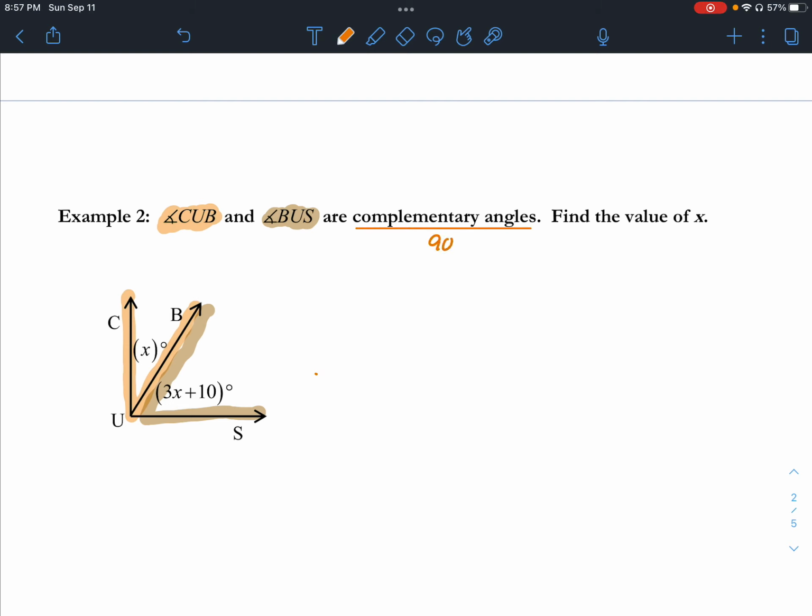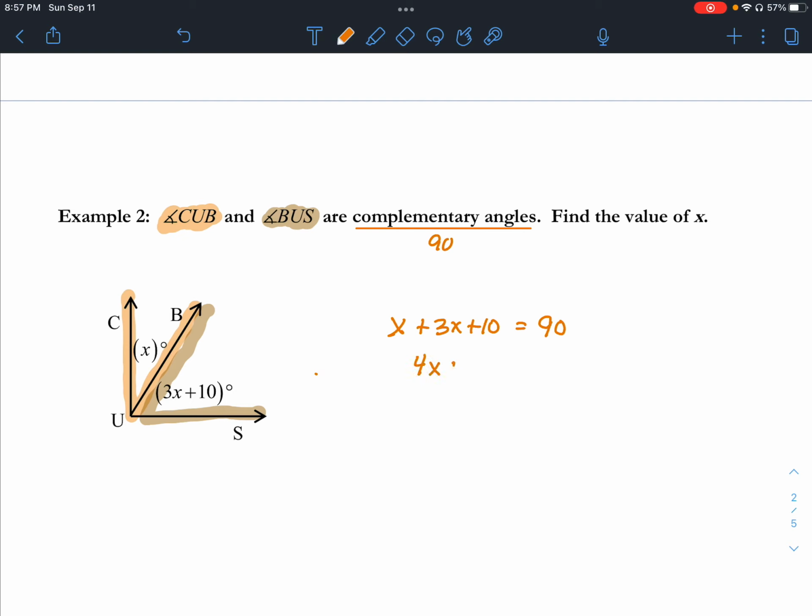So kind of like a continuation of what we've been doing before, small plus small equals big. I have this first small angle right here in which I have the value of x. If I add the second small angle that I see right here, I'm adding 3x plus 10. And I know that these have to be complementary, or they have to equal 90 degrees when I add those together.